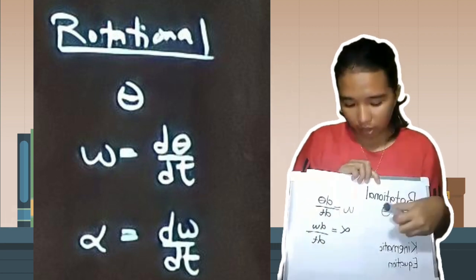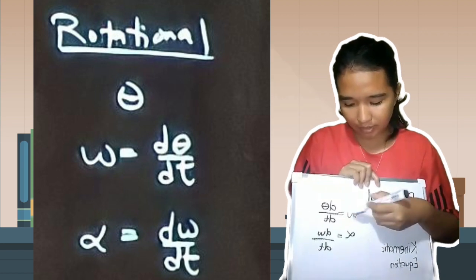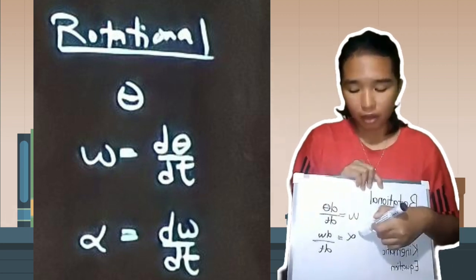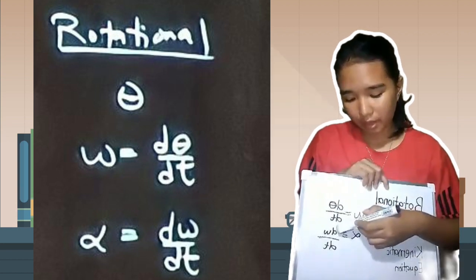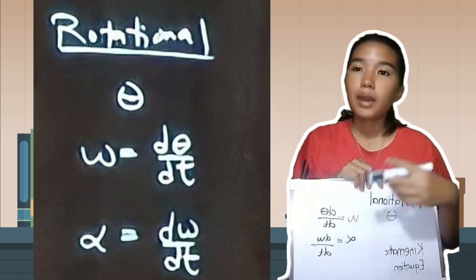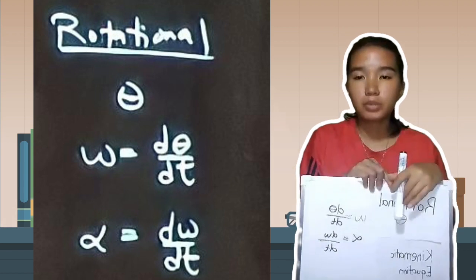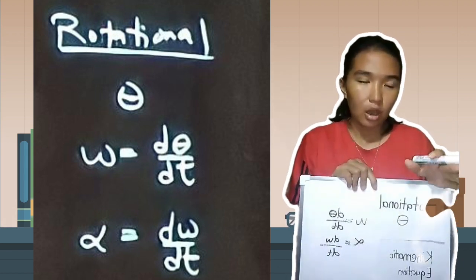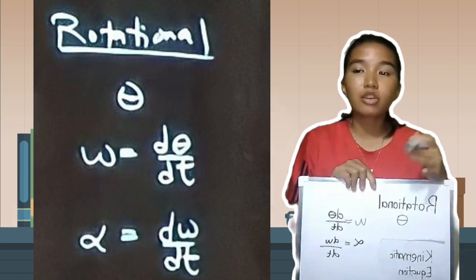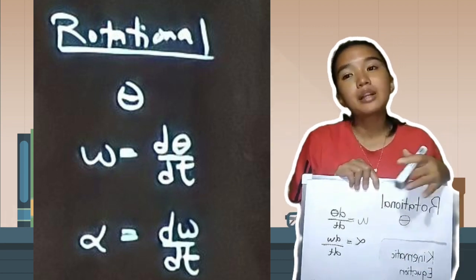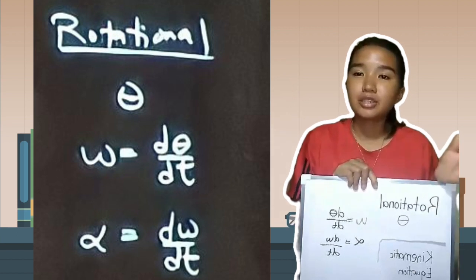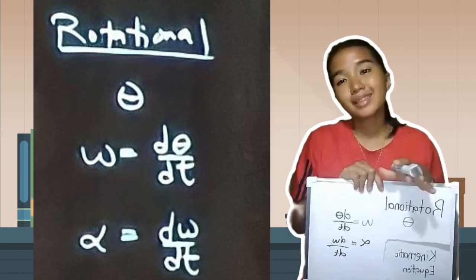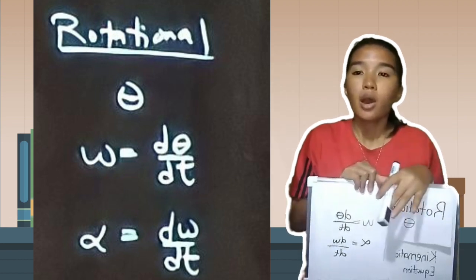What is omega? Omega is d theta over dt. What is alpha? Alpha is d omega over dt. Omega is called the angular speed. Alpha is called the angular acceleration. Theta is of course the angle, and typically we use theta in radians.